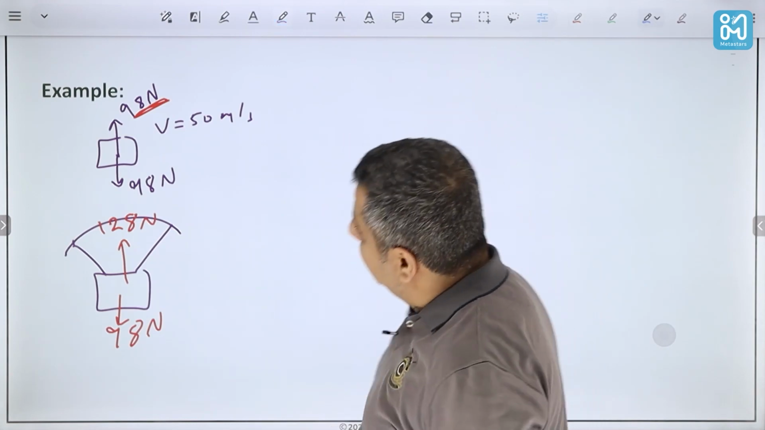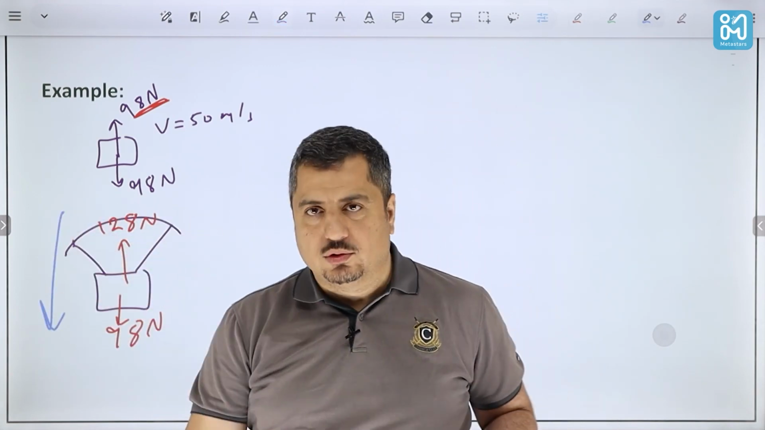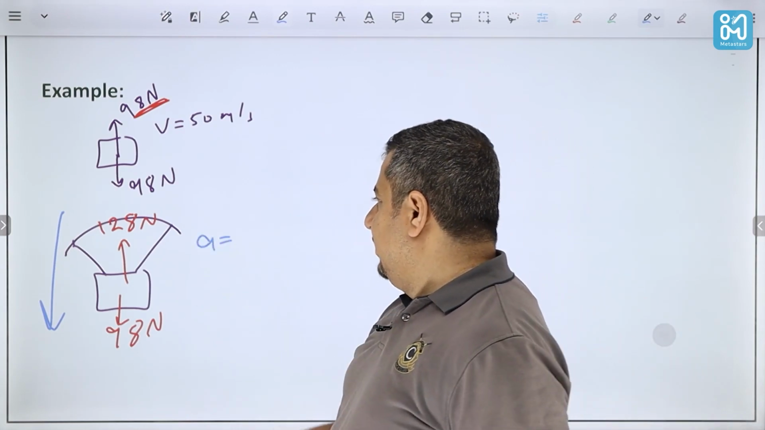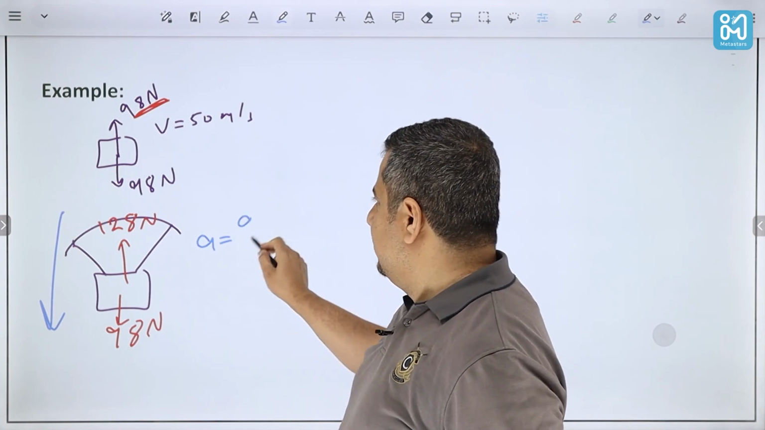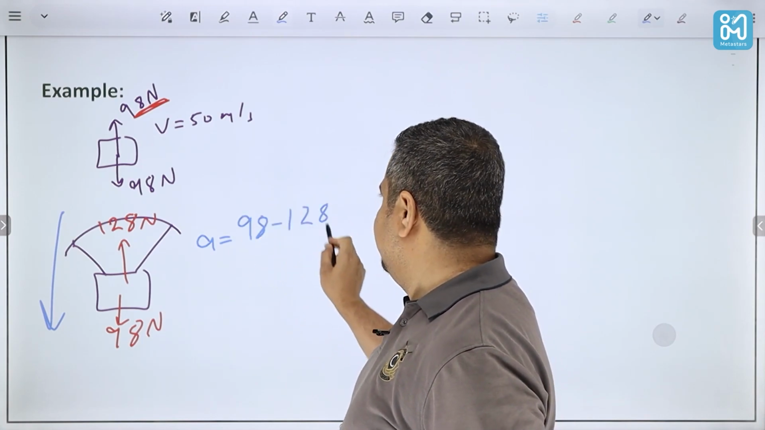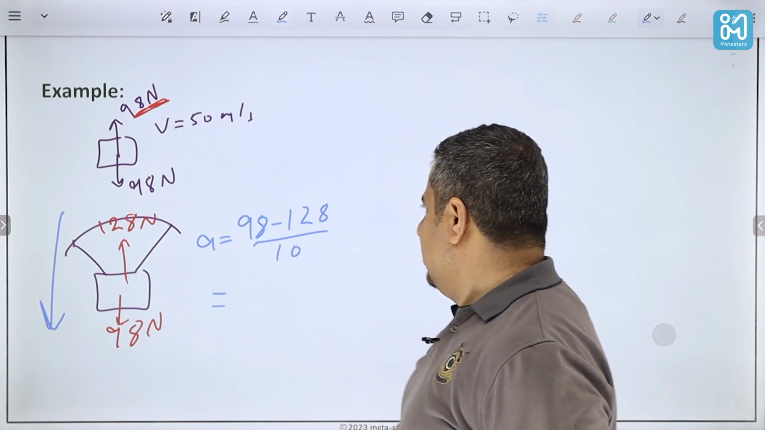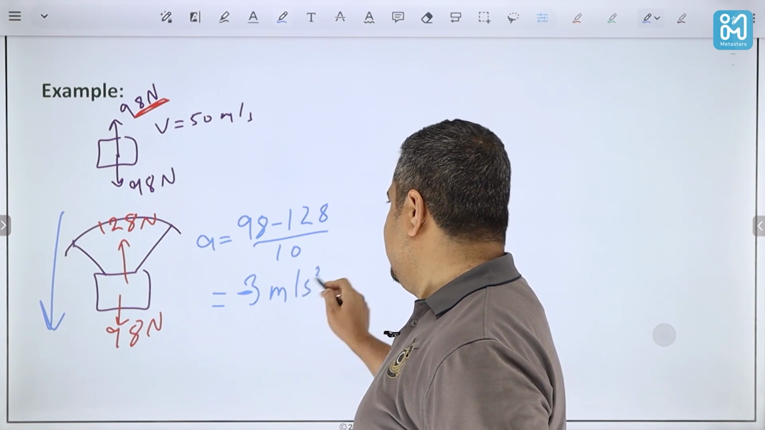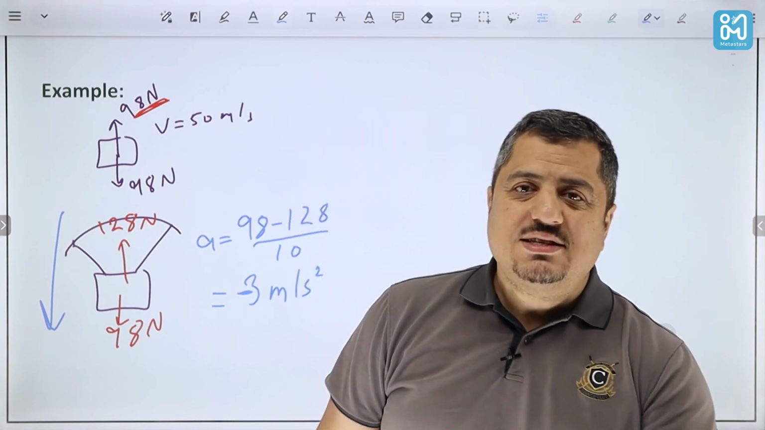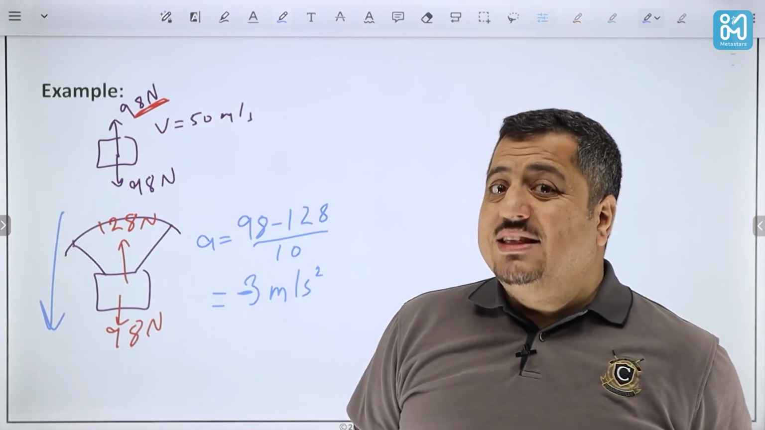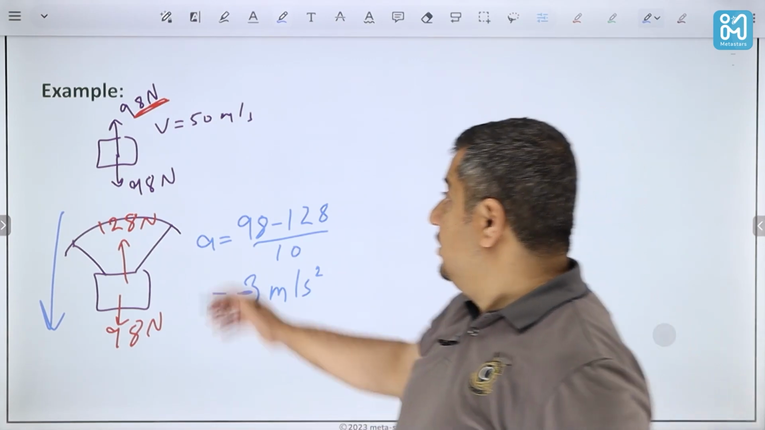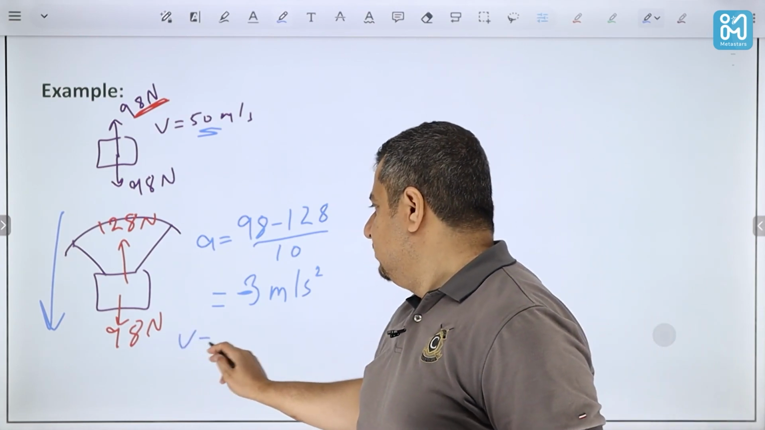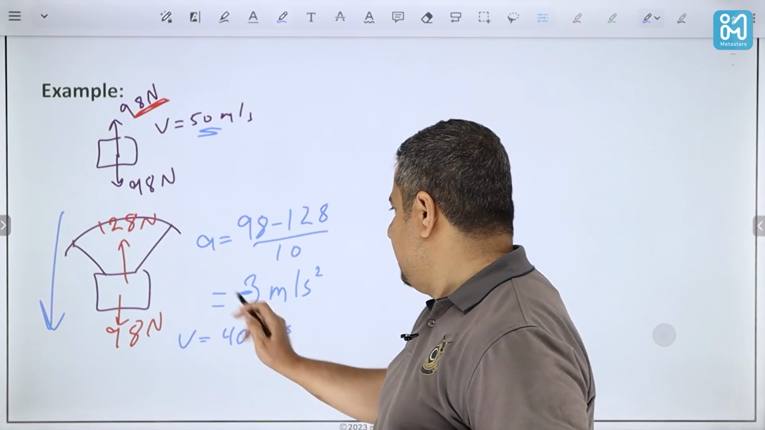Don't forget that the object is still moving downwards. So what? If I want to calculate the acceleration, we are going downwards. So 98 minus 128, divided by 10, gives negative 3 meters per second squared. We have deceleration now, which means that the speed will reduce. Instead of being 50 meters per second, it will be something else. Let's say it's now 40 meters per second.